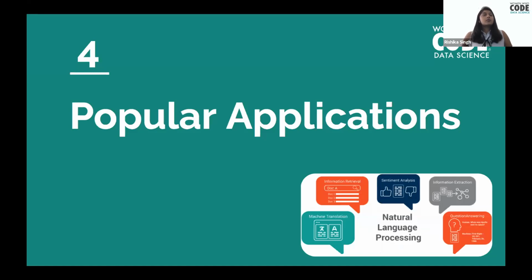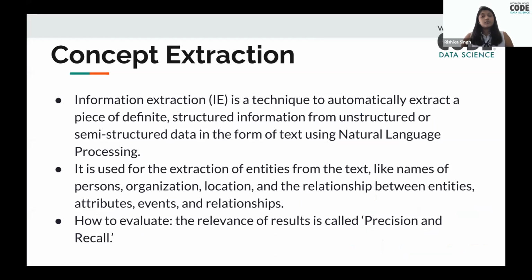And then from here, we're going to move into some popular applications. So first we have concept extraction. Information extraction, or IE, is a technique to automatically extract a piece of definite structured information from unstructured or semi-structured data in the form of text using natural language processing. This task of automatically extracting this information can be done from machine readable documents or other electronically represented sources.